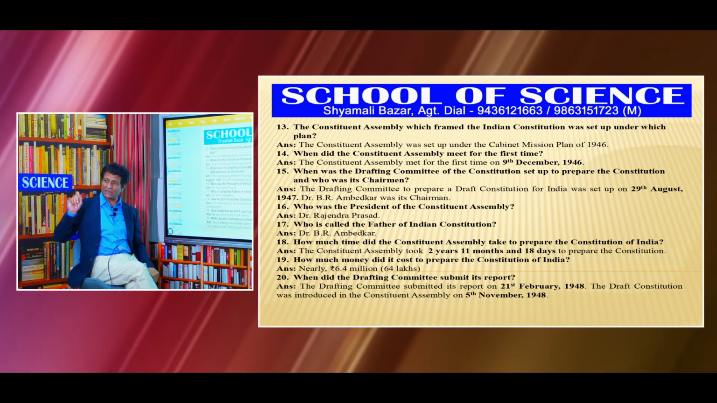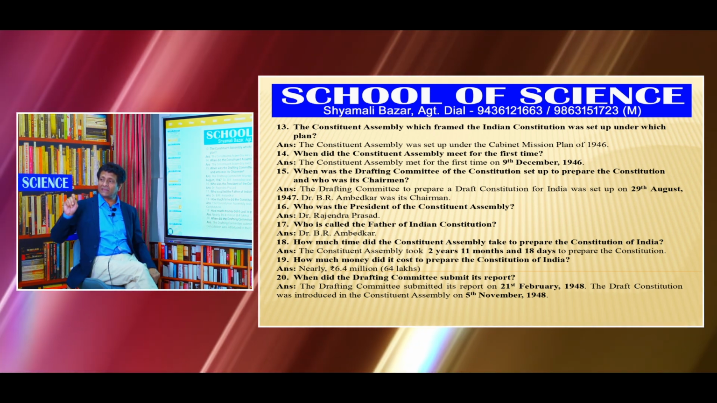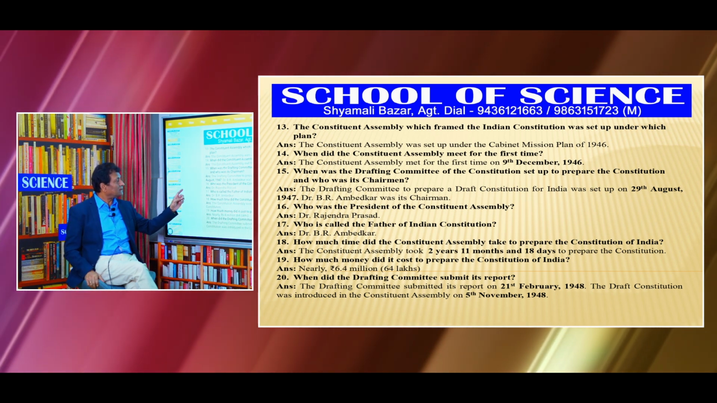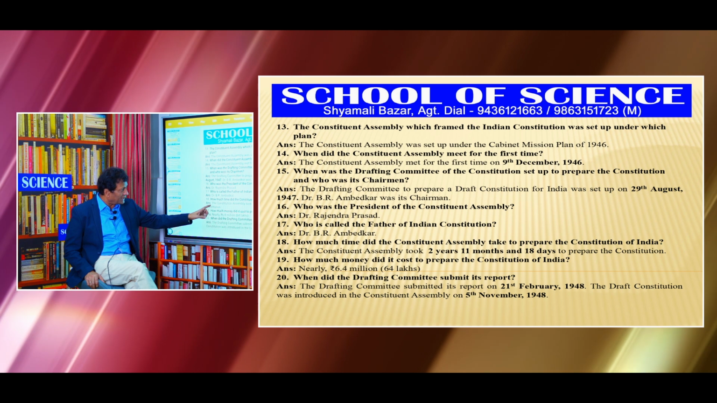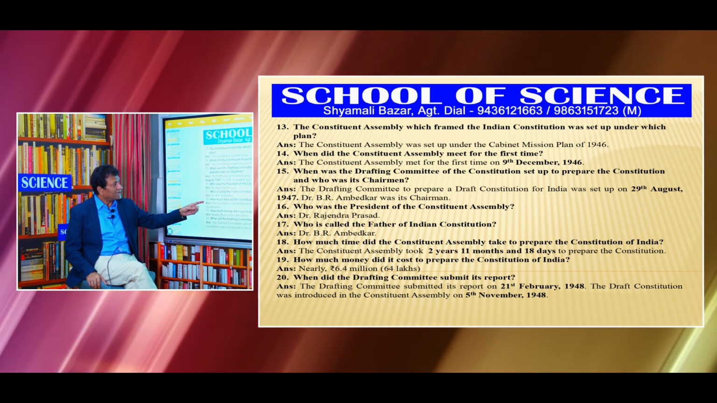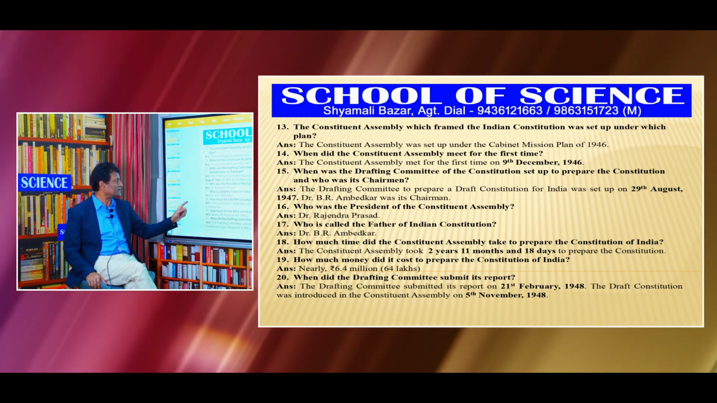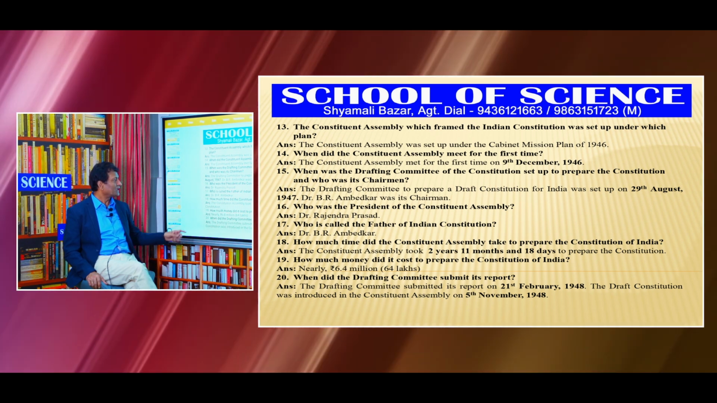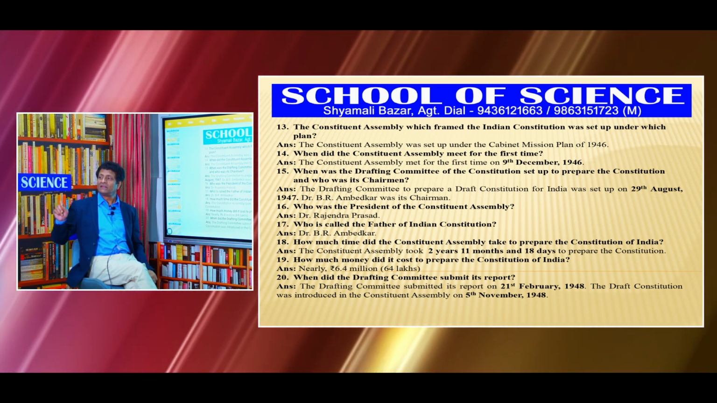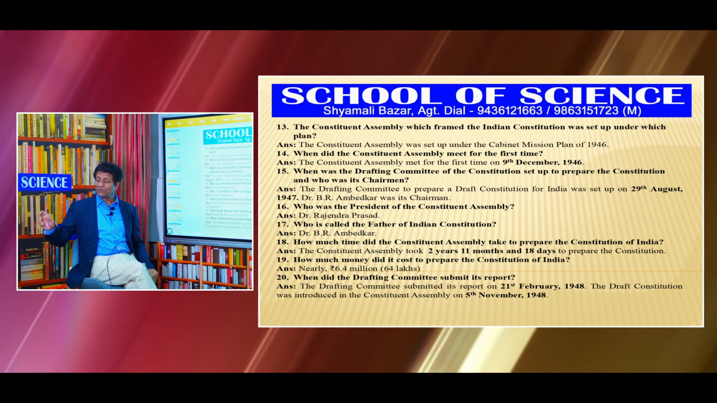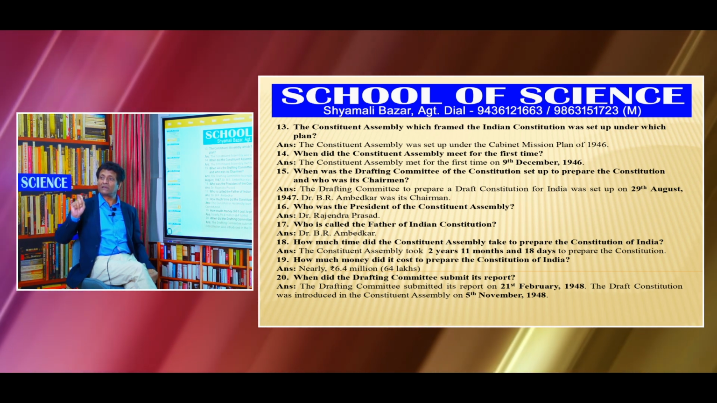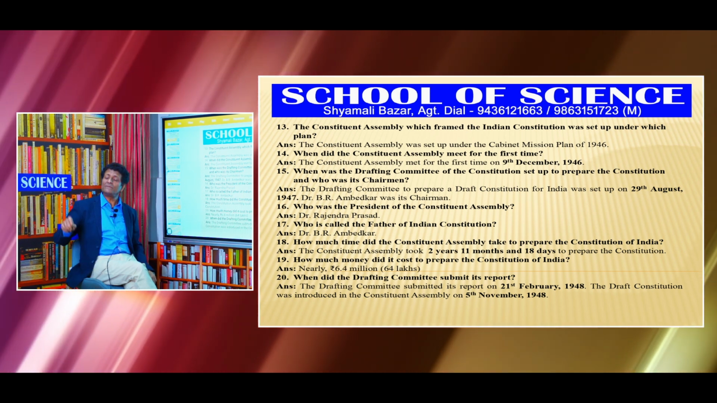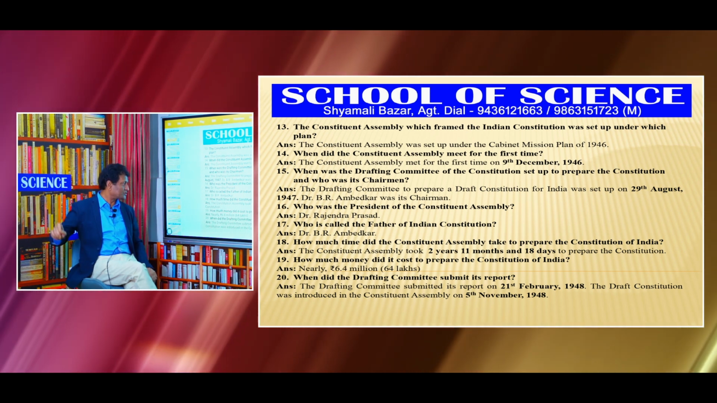This question often comes in various examinations and you will remember this specifically. The Constituent Assembly took 2 years, 11 months and 18 days to prepare the Constitution. How much money did it cost to prepare the Constitution of India? Nearly 6.4 million. That is 64 lakhs. 1 million का मतलब है 10 लाख रुपए, तो 6.4 million में आता है 64 lakhs.